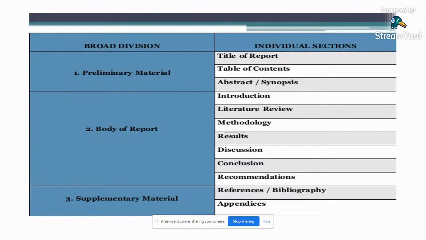And coming to the body of the report, here comes the major part of your work. What do you think you will give in the intro? I'm expecting an answer from you guys. What are the things that you will include in the introduction of any particular topic?